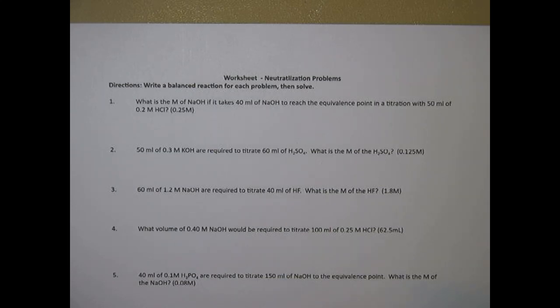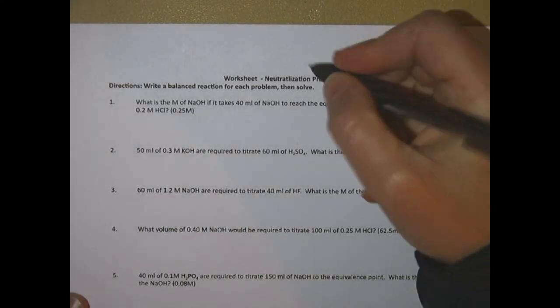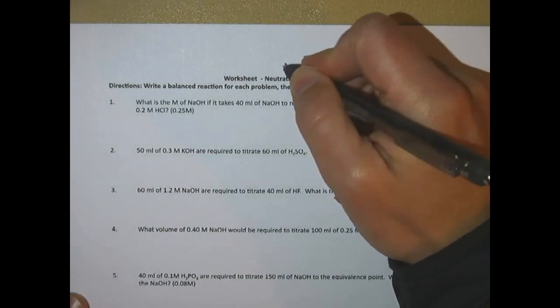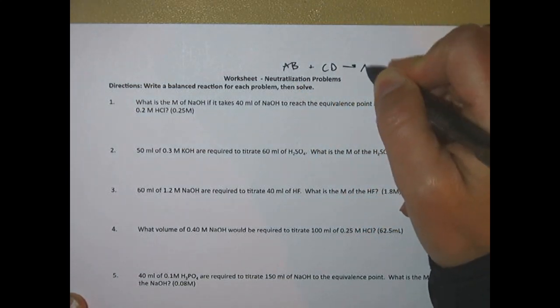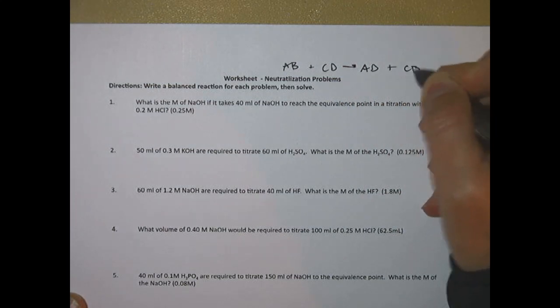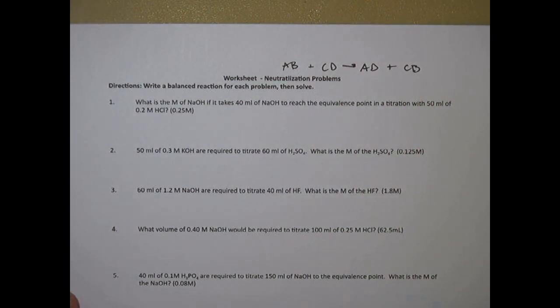Hi, let's learn or practice how to do neutralization problems. Neutralization is when an acid and a base react, strong acid, strong base, and they cancel each other out. They make water and a salt, and you're going to be doing some double replacement reactions on this one, so you might want to remember that. You've got AB plus CD makes AD and CB. And for all of these, you will use that. Remember, you should crisscross when you put things together.